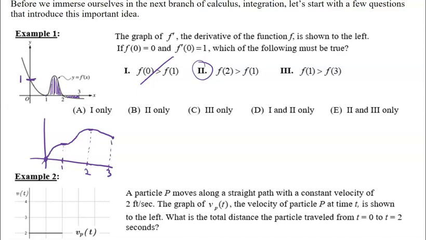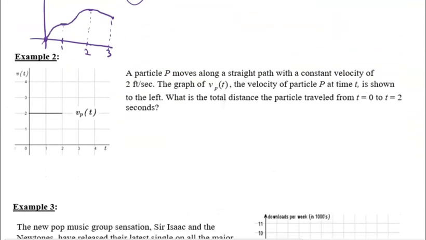I don't think so. It definitely doesn't have to be true. So this one is out, and our answer is B, 2 only. Okay? So again, what we're doing here is we're comparing the amount of space that has accumulated here compared to the amount of space that has accumulated here. Okay, let's look at another one.